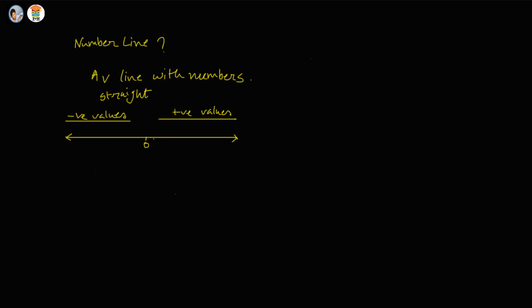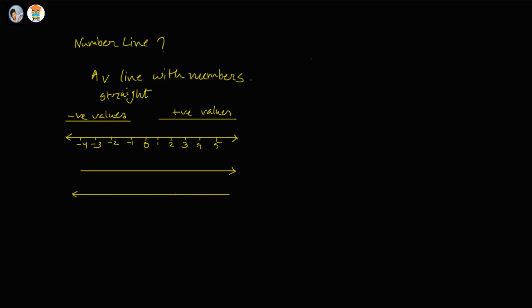Now if we put the numbers on the number line, 1, 2, 3, 4, 5, and if I put the values on the left segment, -1, -2, -3, -4. Here we see that if we move from left to right of the number line, the numbers get bigger, and if we move from right to left of the number line, the numbers get smaller.